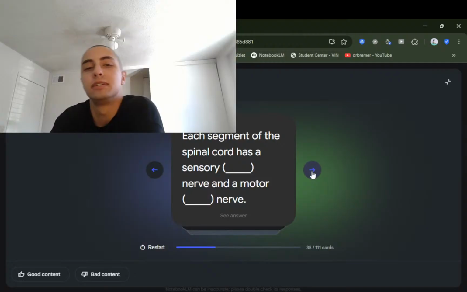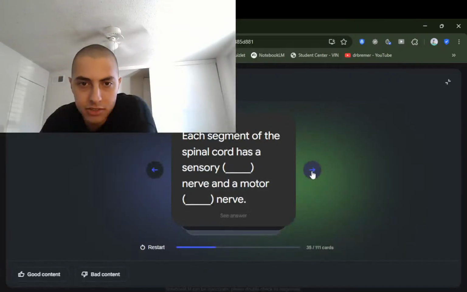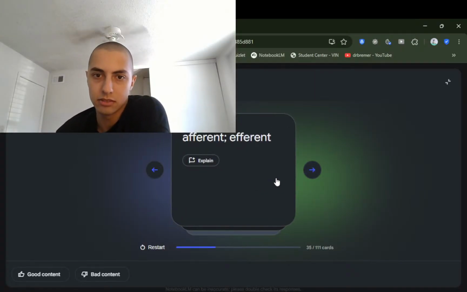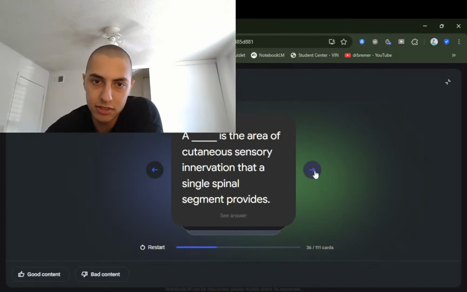Medulla, okay. The segment of the spinal cord has a sensory afferent nerve and a motor efferent nerve, yep. A blank is the area of cutaneous sensory innervation that a single spinal segment provides.